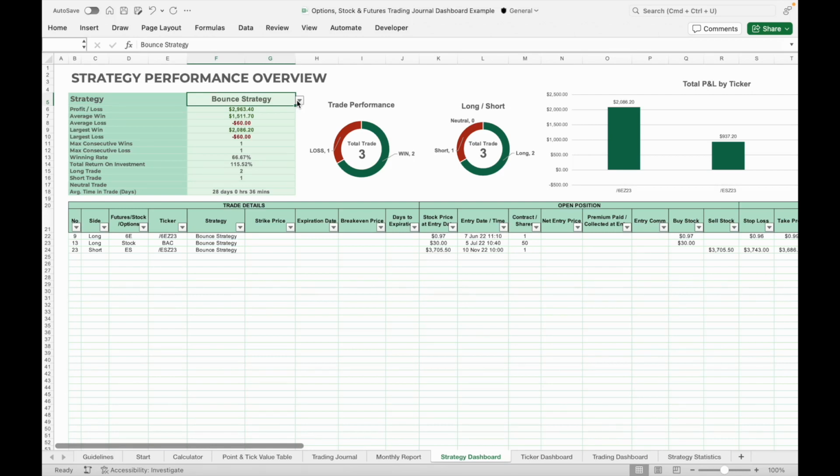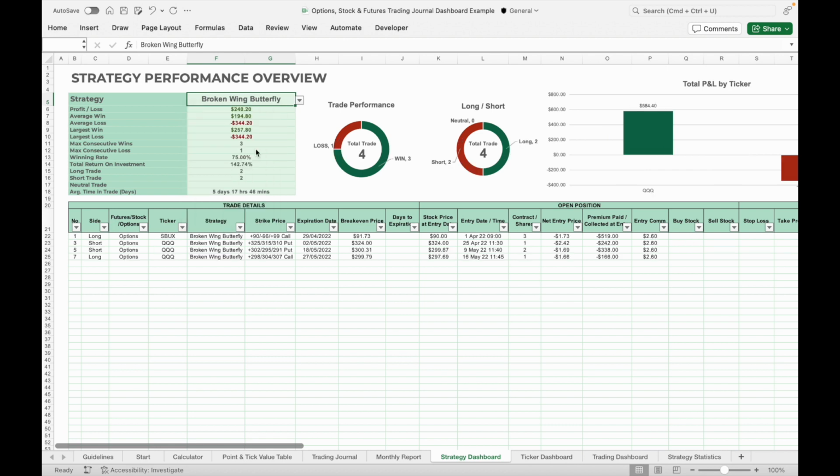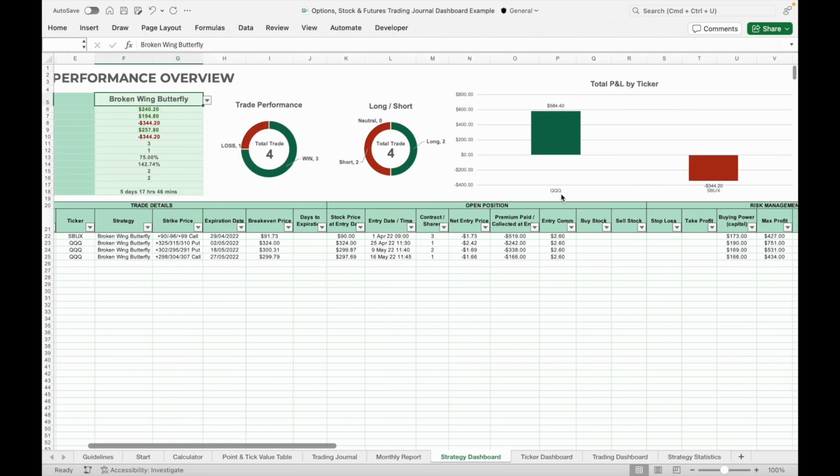Simply select the name of the strategy from the drop-down list above, and all the trades associated with that strategy will be listed in the table below. The statistics include total profit or loss, average win or loss, largest win or loss, win rate, and average time in trade. The charts display total P&L of each ticker when using the strategy.